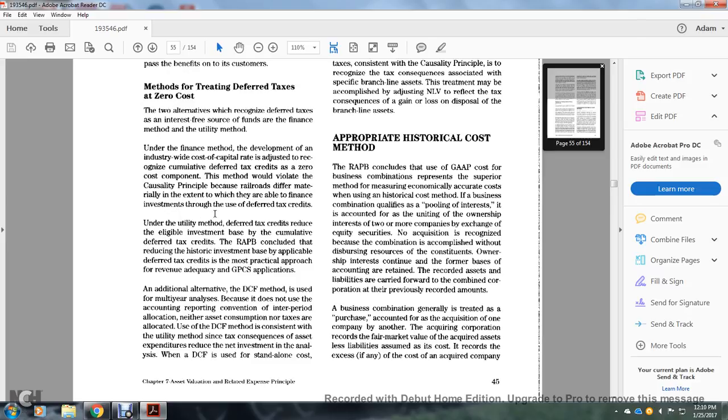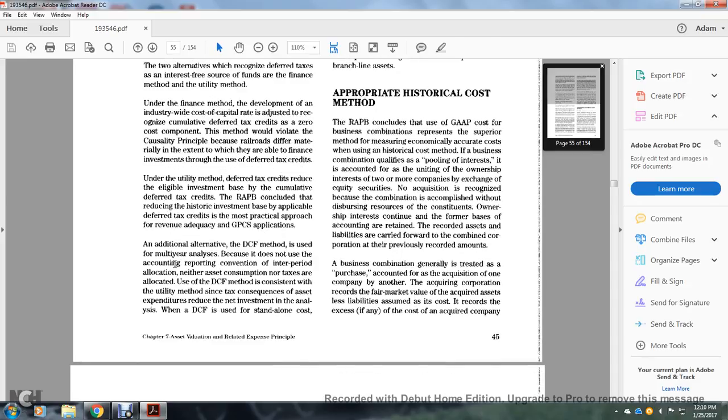Under the utility method, deferred tax credits reduce the eligible investment by the cumulative deferred tax credit. The Railroad Accounting Principles Board concluded that reducing the historical investment base by applicable deferred tax credits is a practical approach, consistent with the revenue adequacy of the government purchasing cost system.